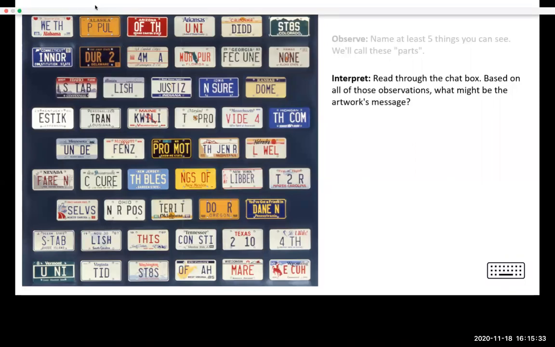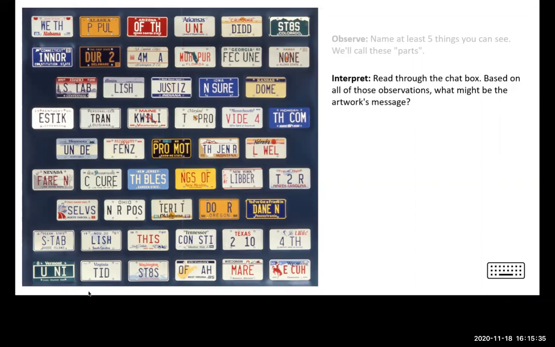And just for clarity's sake, if you haven't seen it already, if we start at the top left, it reads, we the people of the United States, in order to form a more perfect union, establish justice, ensure domestic tranquility, to provide for the common defense, promote the general welfare, and secure the blessings of liberty to ourselves and our posterity, do ordain and establish this Constitution for the United States of America.